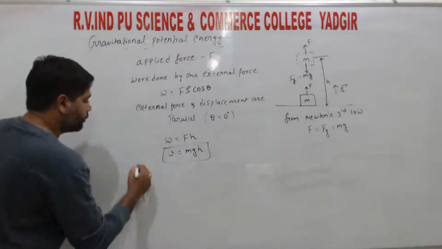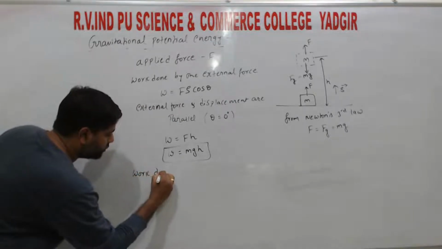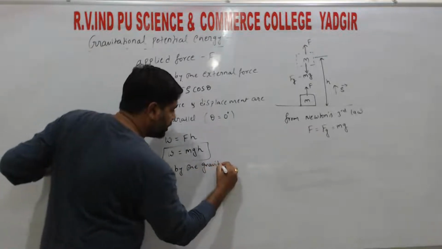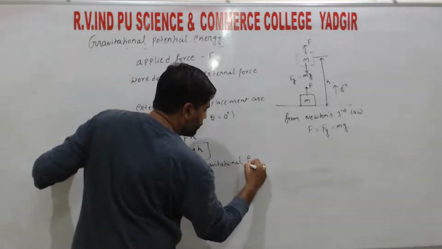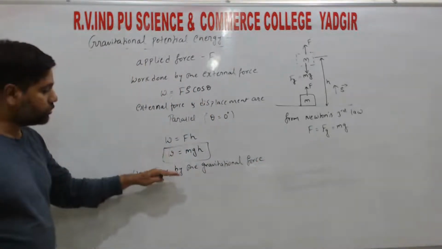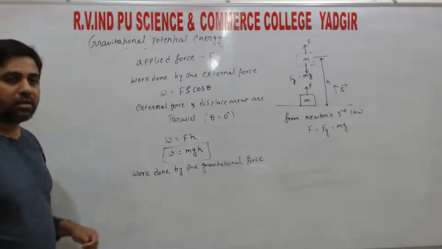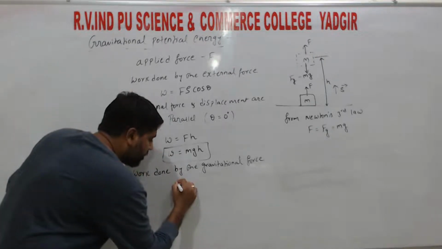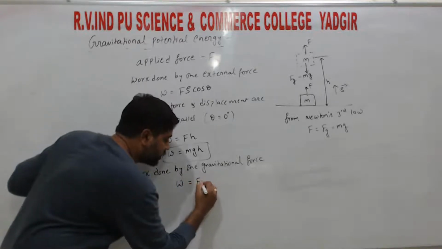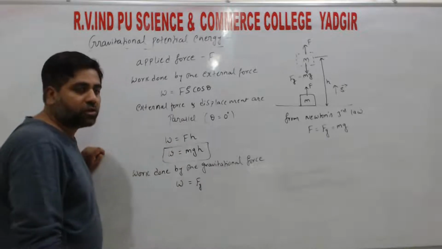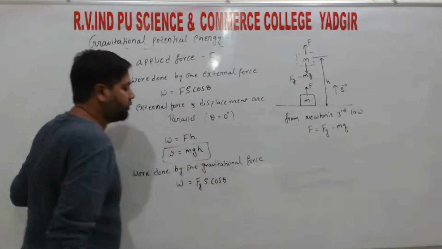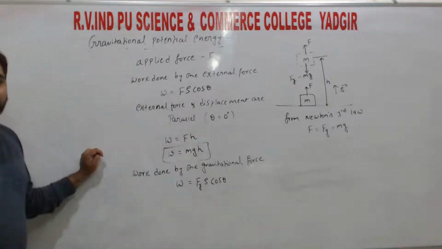So now we are going to calculate the work done by the gravitational force. Work done by the gravitational force, W is equal to force into displacement, which force? That is the gravitational force, right? So gravitational force into displacement and cos of the angle between the gravitational force and the displacement, right?